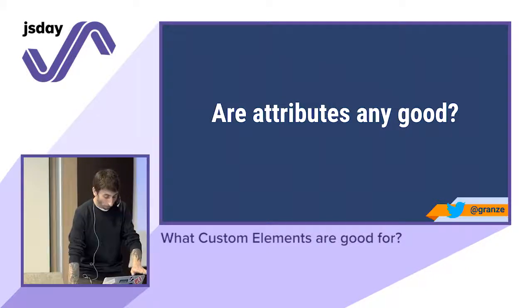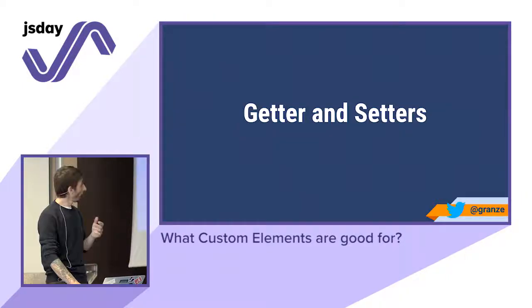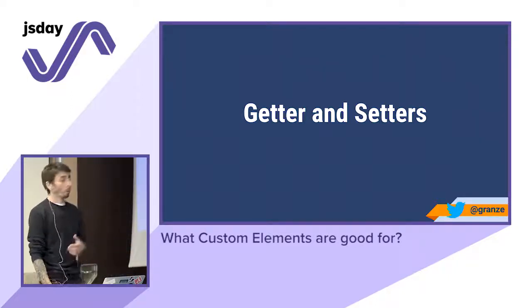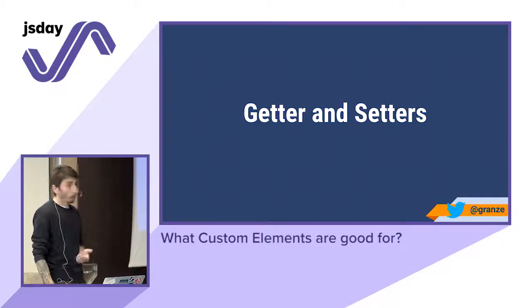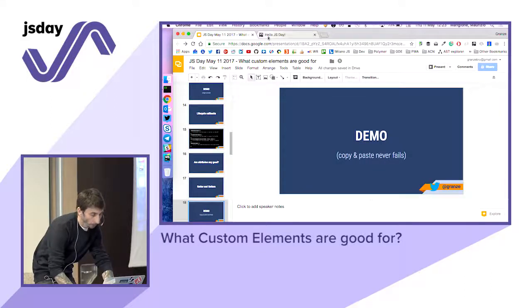So are attributes any good? Can we use just the attributes? I don't think so, because attributes, as you may know, support strings and booleans. But what if you need to pass more complex data, like an object, for example? Like we do in React, we use properties. So we have getter and setter built in the ES6 class, so we can leverage this standard to do some cool things.